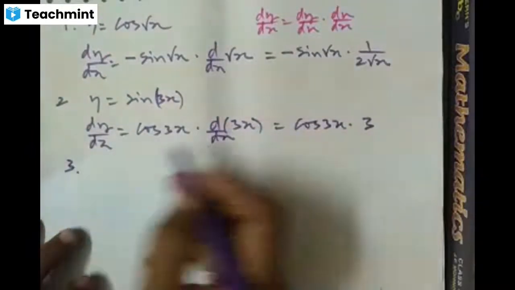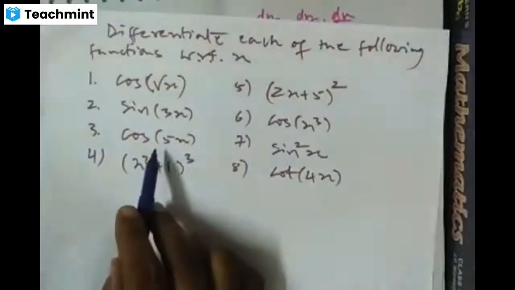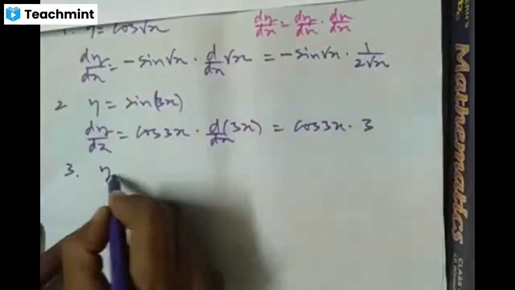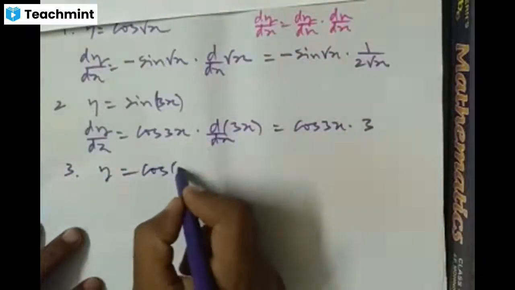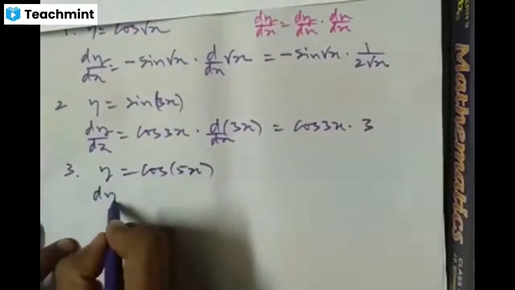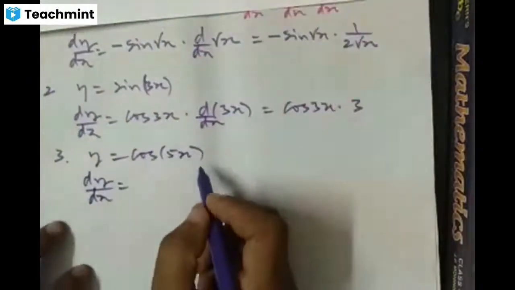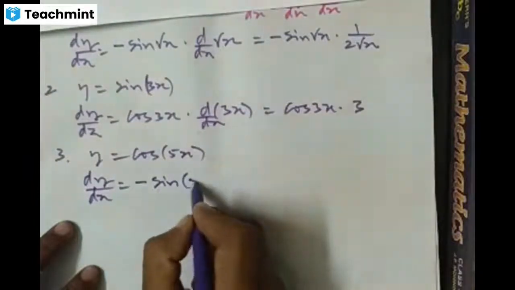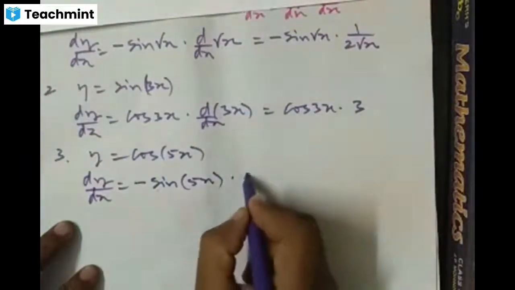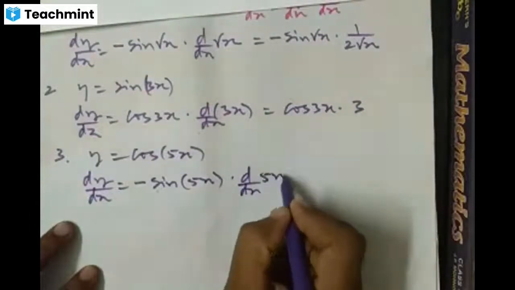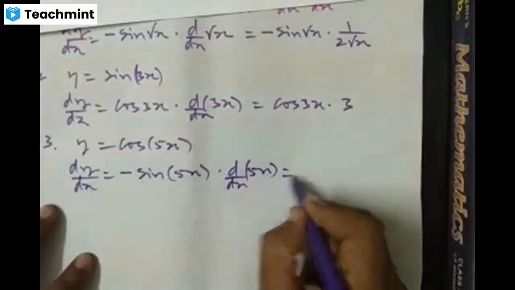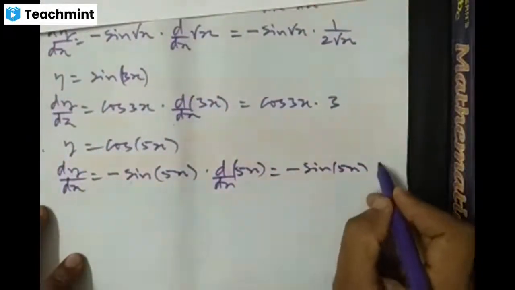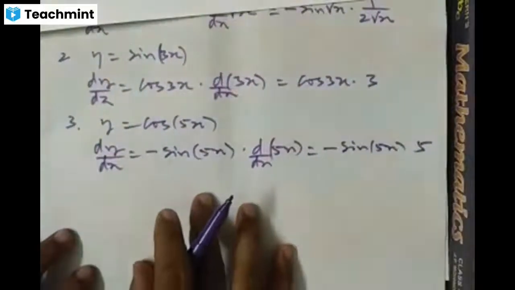And next, problem number 3. The third function is cos of 5x. Let us take it as y is equal to cos of 5x. So dy by dx becomes, derivative of cos x is minus sin x, right? So minus sin, but in place of x we have a function, so we have to differentiate that function also. Dy by dx of 5x, we get minus sin of 5x into d by dx of 5x, which is 5.